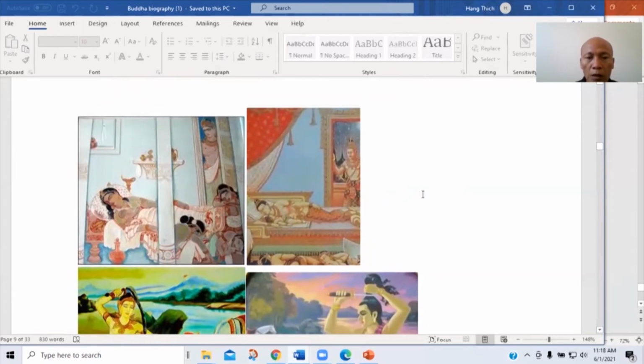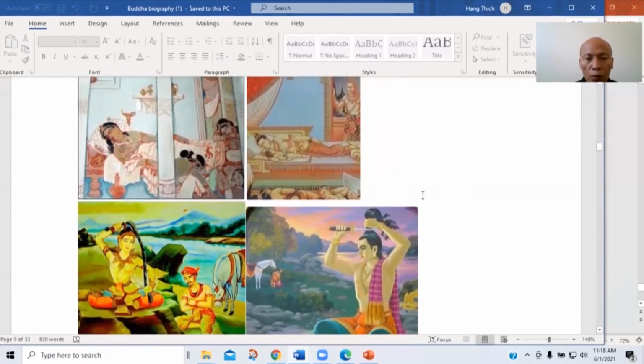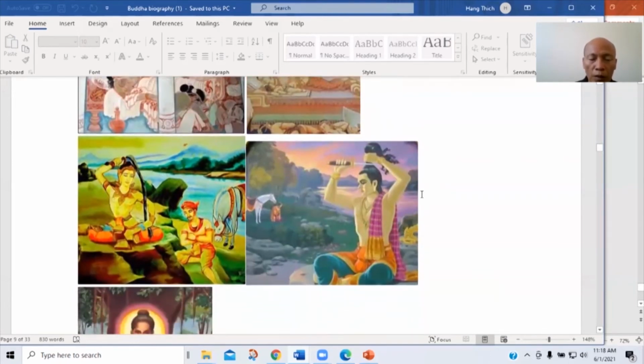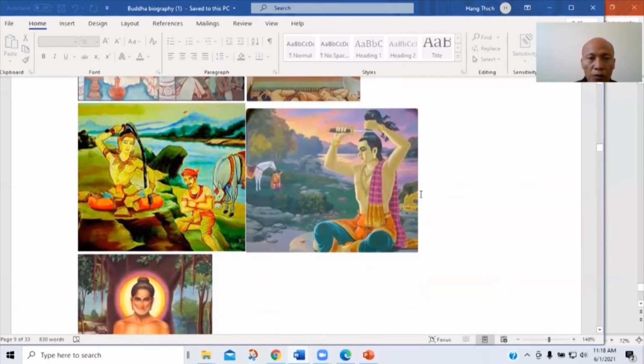Even though he had just got a son, Rahula, he made the decision to leave them behind and go for the spiritual path. So he escaped. He got out of his palace at night with his servant. Both of them rode to the forest, and after that he cut off his hair and gave it back to his servant, so that his servant could bring everything back to his father and family in the palace.